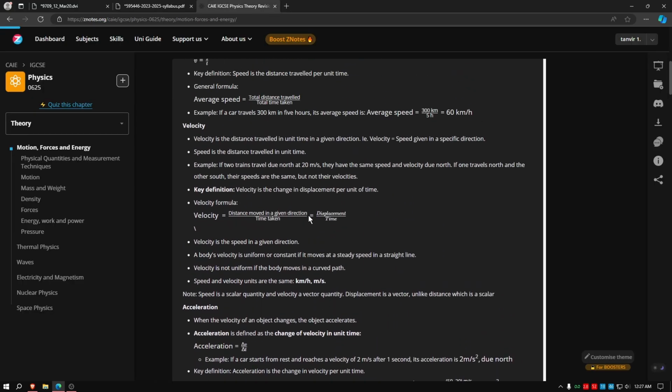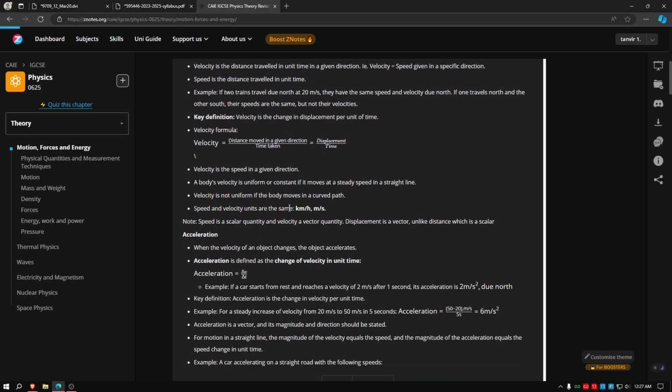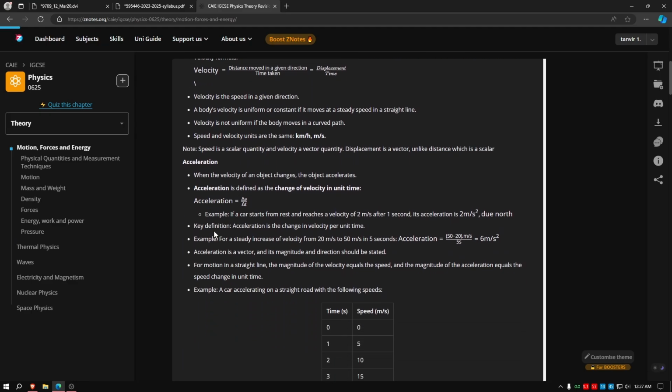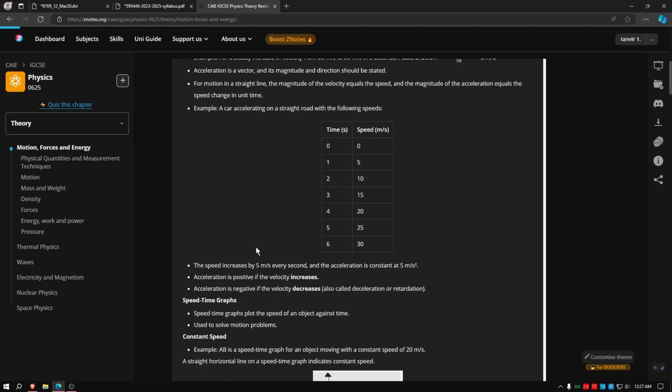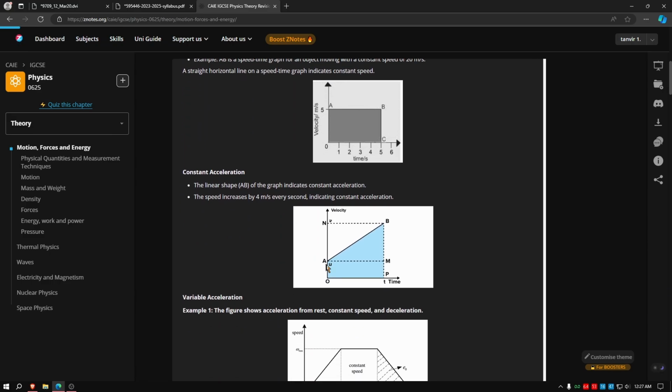So let's go through the notes. Let's see if we missed anything. Velocity, things about velocity, speed, units are the same. Acceleration, key definition. Okay. So here are some examples. You can see them. Try to see if you understand these and whatnot. Constant speed, it shows here. Speed is 5 from A to B. It does not change. Constant acceleration, it increases.